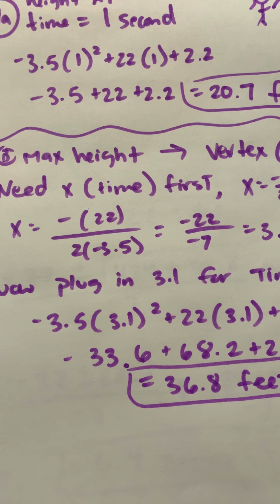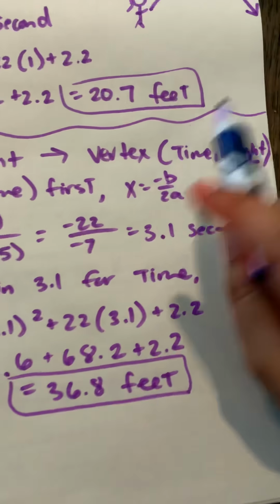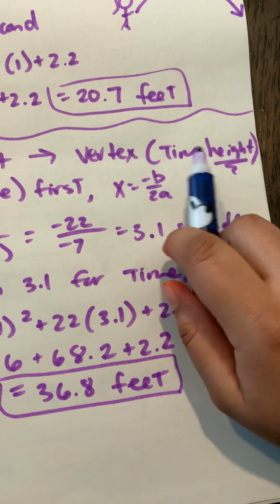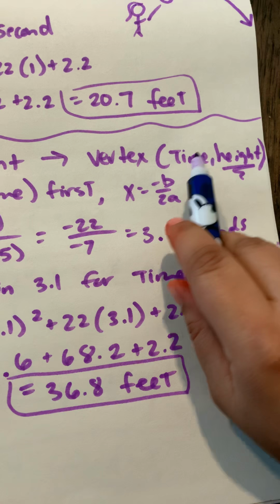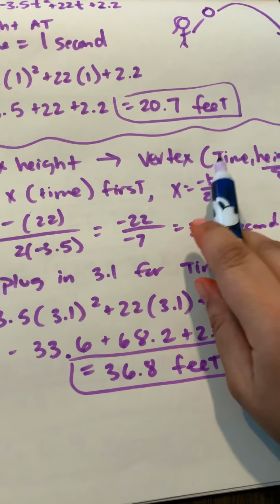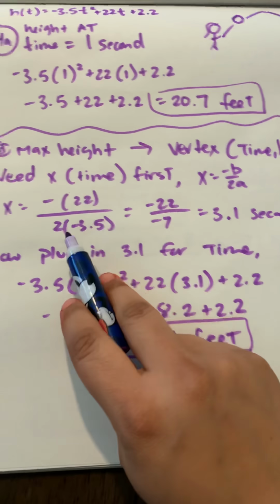Part B is saying, what is the maximum height of the balloon? So remember, maximum refers to vertex. So do we want time or height? We want height. But in order to find height, we have to know time. So I do have to still find the x. So I use this formula.